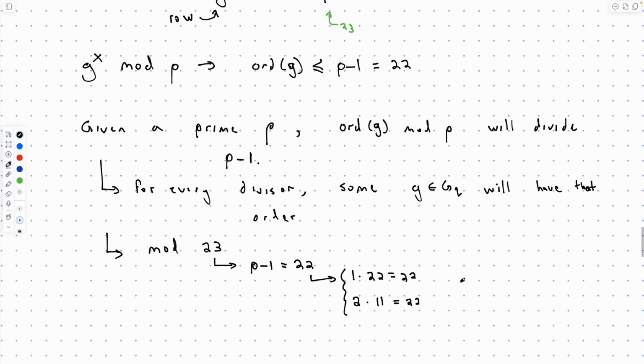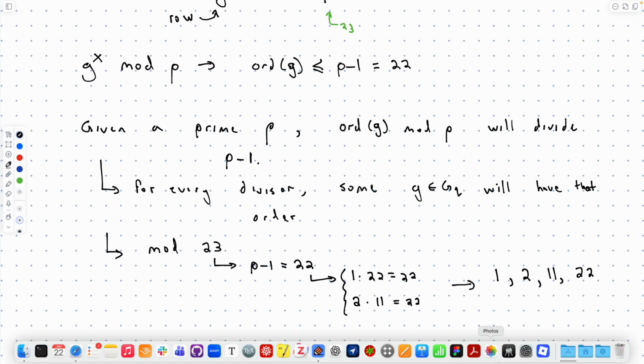And so what this tells me is that I should see something of order 1. I should at least see one thing of order 2. I should see some things of order 11. And I should see some things of order 22. And that's exactly what we saw.